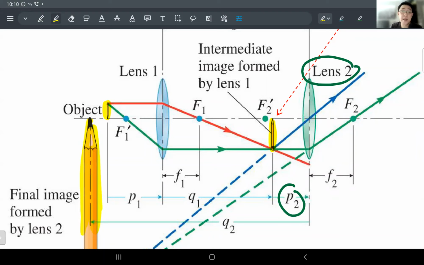You just take the image from lens 2, treat it as an object for lens 3, and then you do the calculation one more time, get the image. And if you have 4 lenses, then you take the image from the 3rd lens, treat it as the object for the 4th lens, and then you do the calculation all over again, on and on and on. So this process just keeps continuing.